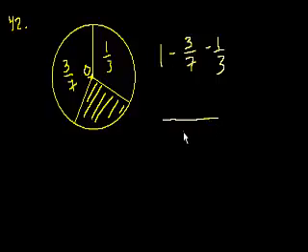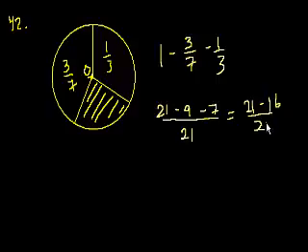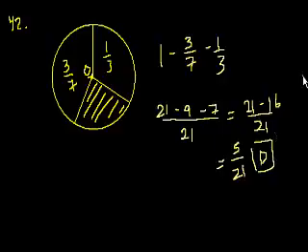Least common multiple is 21. 1 is the same thing as 21 over 21. Minus 3/7 is, 7 goes into 21 3 times, so 3 times 3 is 9. So the same thing as minus 9 over 21. And minus 1/3 is the same thing as minus 7 over 21. So this is equal to what? 21 minus 16 over 21, and that's what? 5/21, which is choice D.